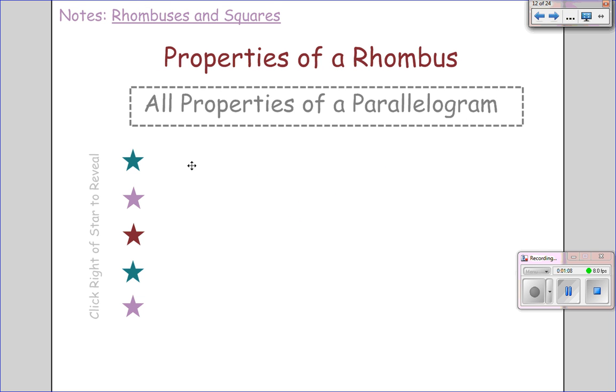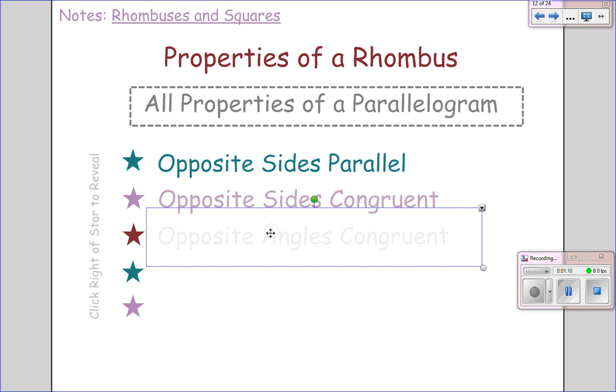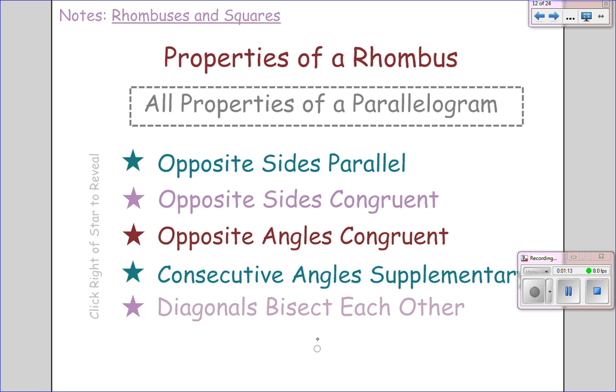So as a review, all properties of a parallelogram are also true for a rhombus. The opposite sides are parallel and congruent. Opposite angles are congruent. Consecutive angles are supplementary. And the diagonals bisect each other.